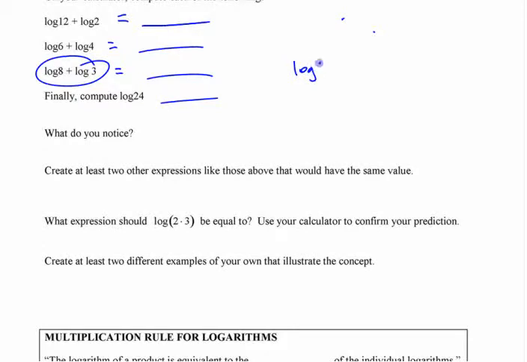You have log of 8 plus log of 3. That's equal to log of 24. 24 you could write as 3 times 8. All right? The significance of the 8 and the 3, or the 6 and the 4, or the 12 and the 2 is the fact that those numbers multiply to 24.